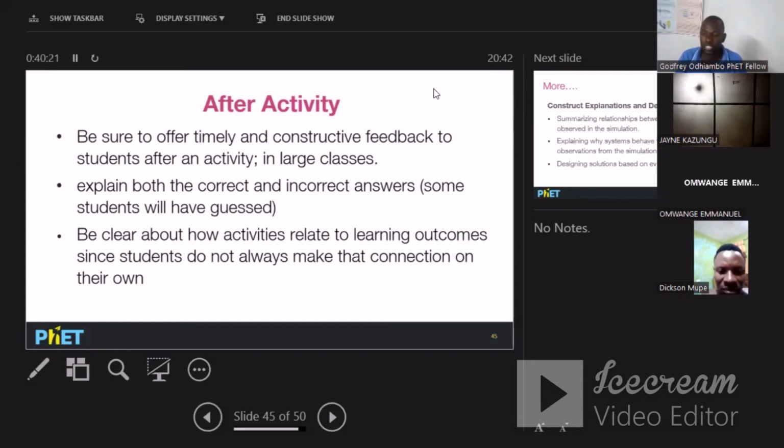So the teacher is required to be clear about how the activities and the outcomes of the activities the students have undertaken make the connection with the goals that are learned in class.